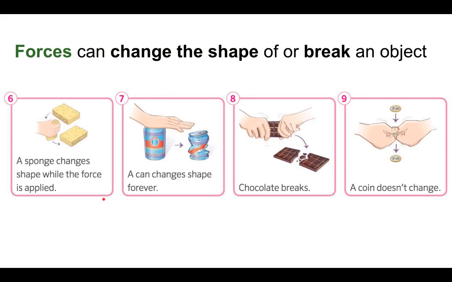Forces can change the shape of or even break an object. So a sponge, for example, when you apply a force or squeeze the sponge, it will change shape, but then it will return to its normal shape once you release the force. A metal can or tin can will change shape forever. So once you squish it, it will stay squished even after you remove the force. Chocolate is an object that breaks when you apply too much force. And a coin is very sturdy and doesn't change.